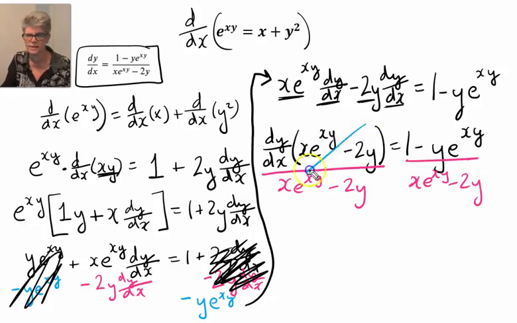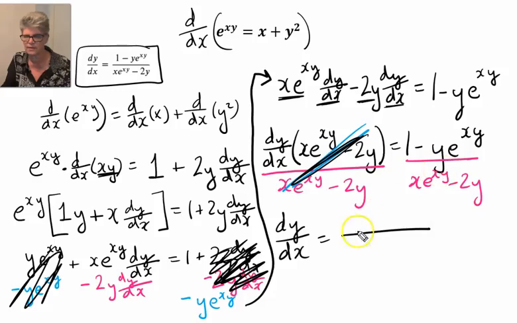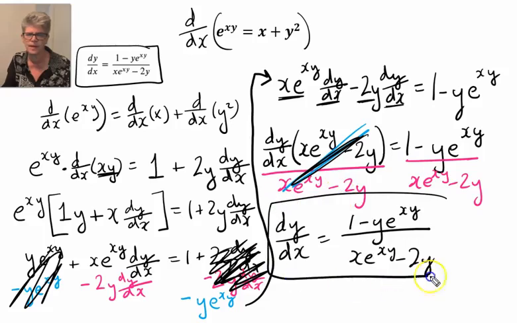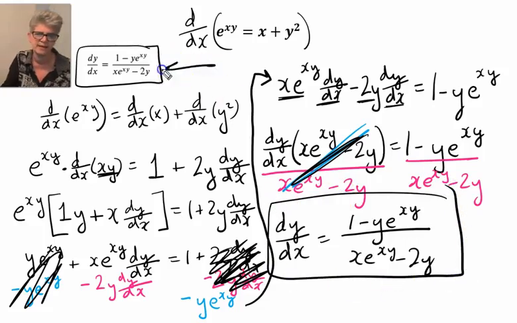So now by design, that will cancel. I meant to do that in black. And I'll be left with dy/dx. And so here I'll have 1 minus y times e to the xy in the numerator, and the denominator will have x times e to the xy minus 2y. And that is exactly the same as our answer, so I know that it's correct. Okay.